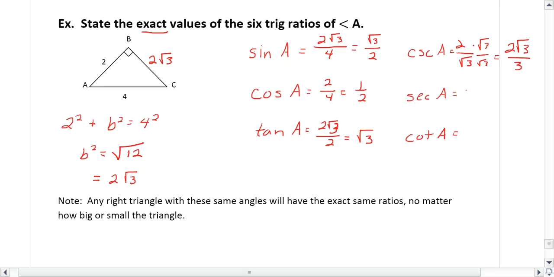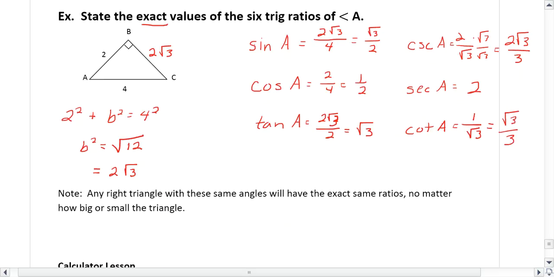Secant, the reciprocal of 1/2 is 2, and cotangent, the reciprocal here would be 1 over square root 3. Once again, rationalize your denominator, and we're left with square root 3 over 3. All right, just a note here.